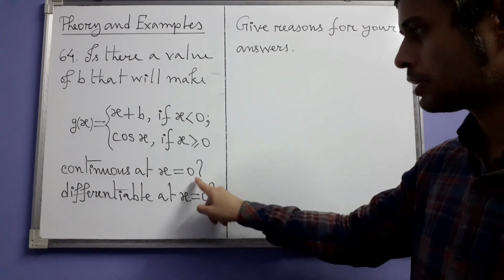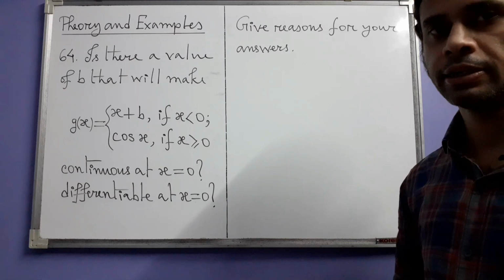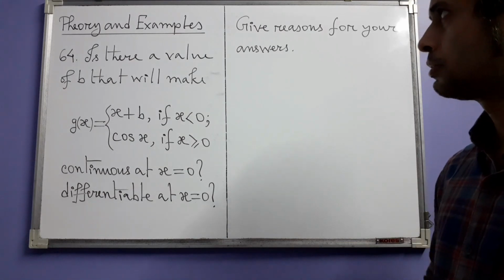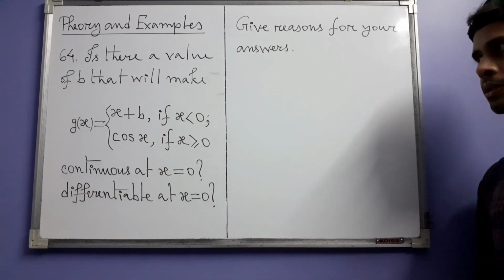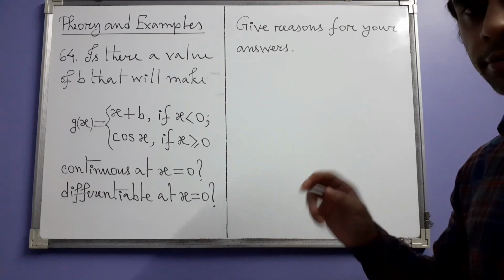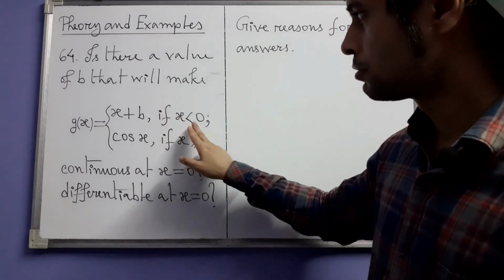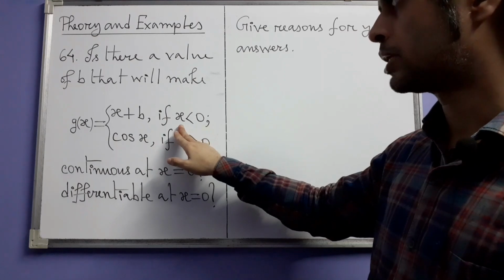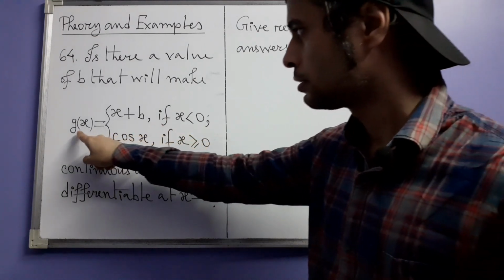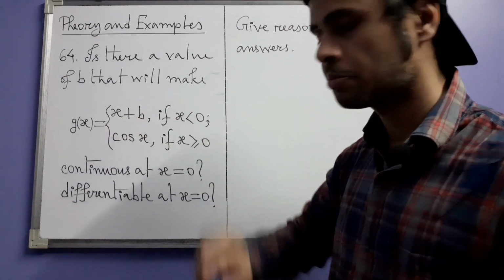Continuous at x equal to 0, differentiable at x equal to 0. Give reasons for your answers. So let's now see what the function rule is, what its definition is. For a negative real number input x, g of x equals x plus b.